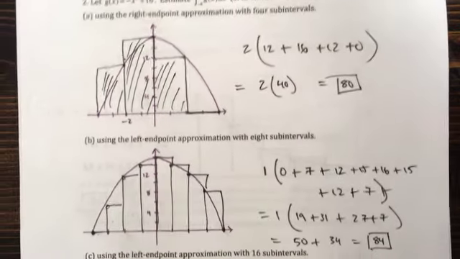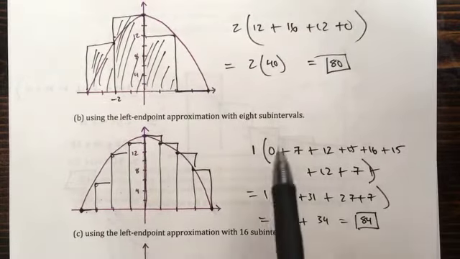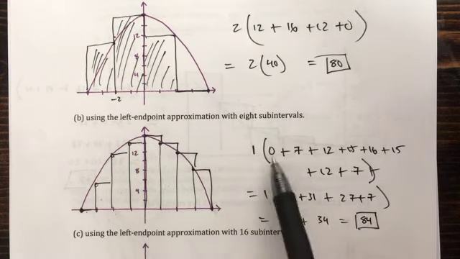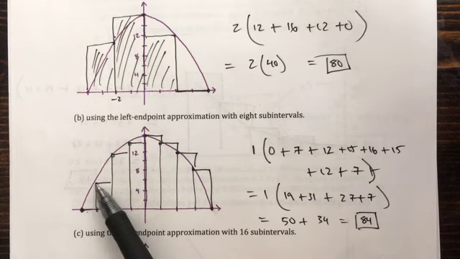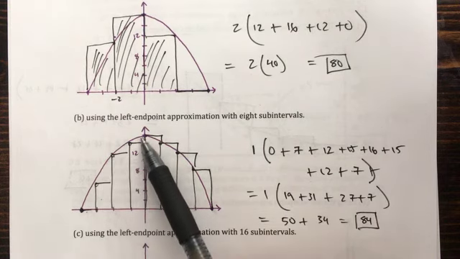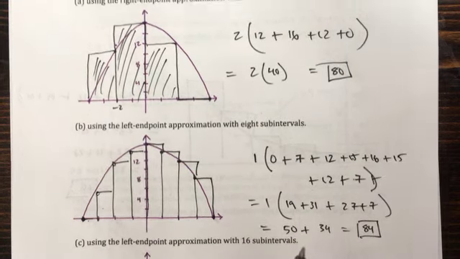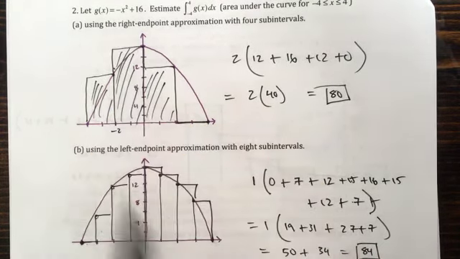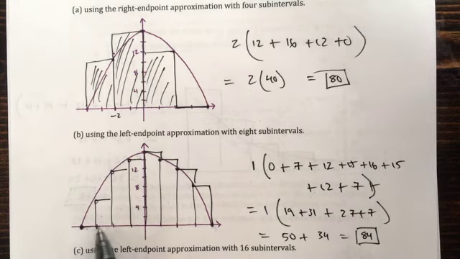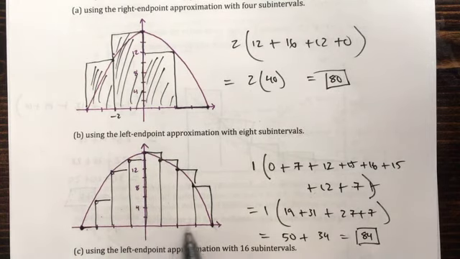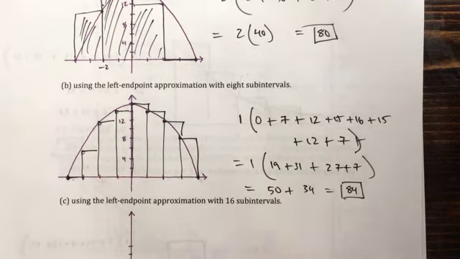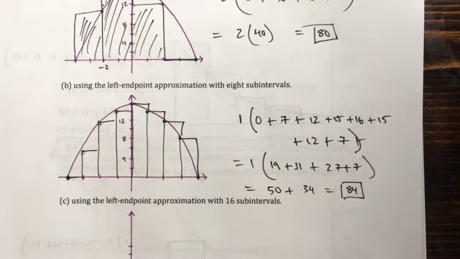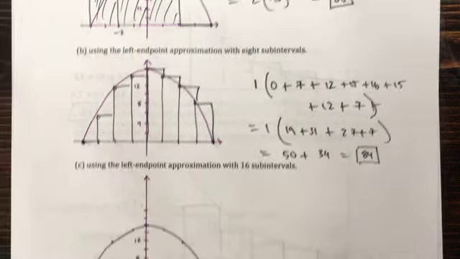So I ran out of space on that last video, but I was just saying, finding these heights for my different rectangles and remembering that it was 0, then 7, then 12, then 15, then 16. And I'm getting these heights by basically plugging in the x values into my function, right? So plugging in -4, -3, -2, -1, 0, 1, 2, 3. And I ended up with an approximation there using a left endpoint approximation with 8 subintervals of 84.